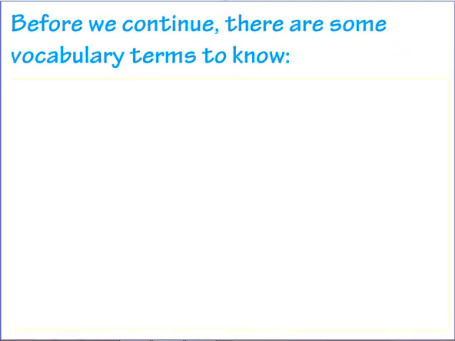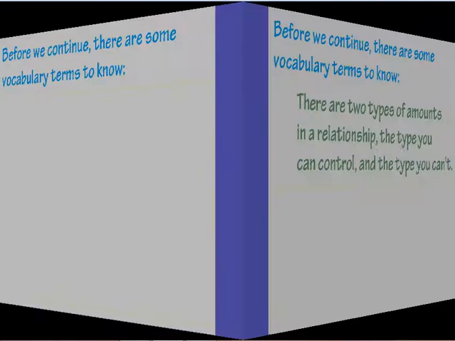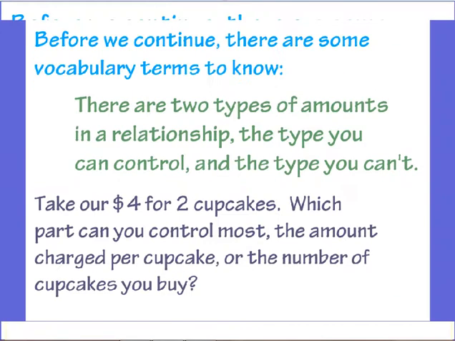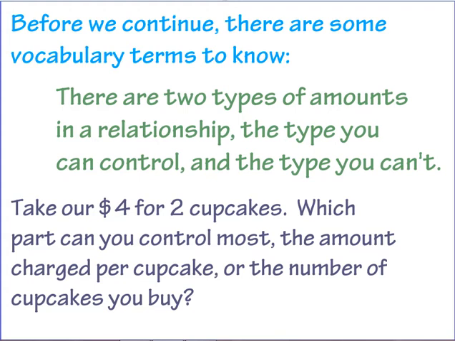Before we go on to our actual graphing, I'm going to throw in some vocabulary terms here. These are hugely important. Please make sure that they make it into your notes. There are 2 types of amounts in a proportional relationship. Okay? The type you can control and the type you can't. In our $4 for 2 cupcakes scenario, which part can I control most? The amount charged per cupcake or the number of cupcakes I buy?